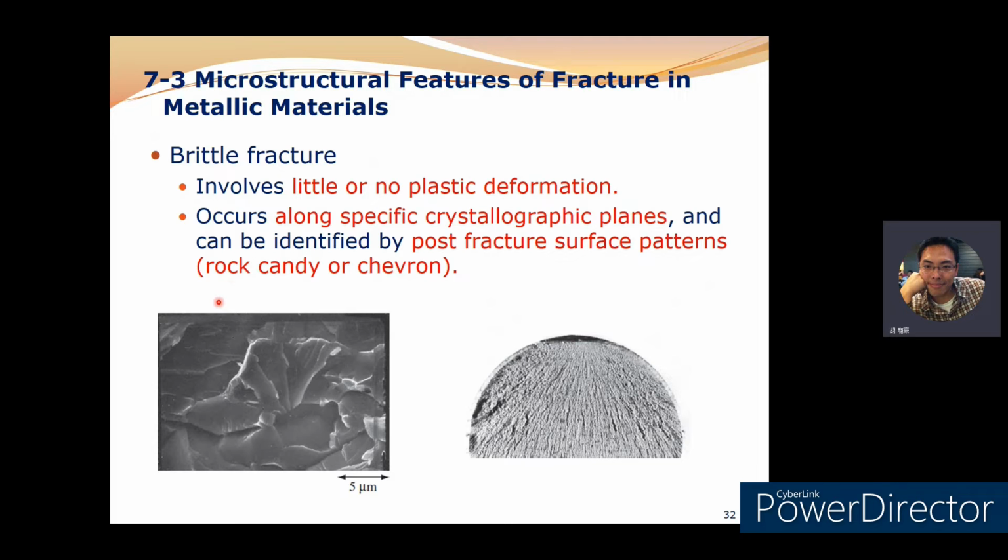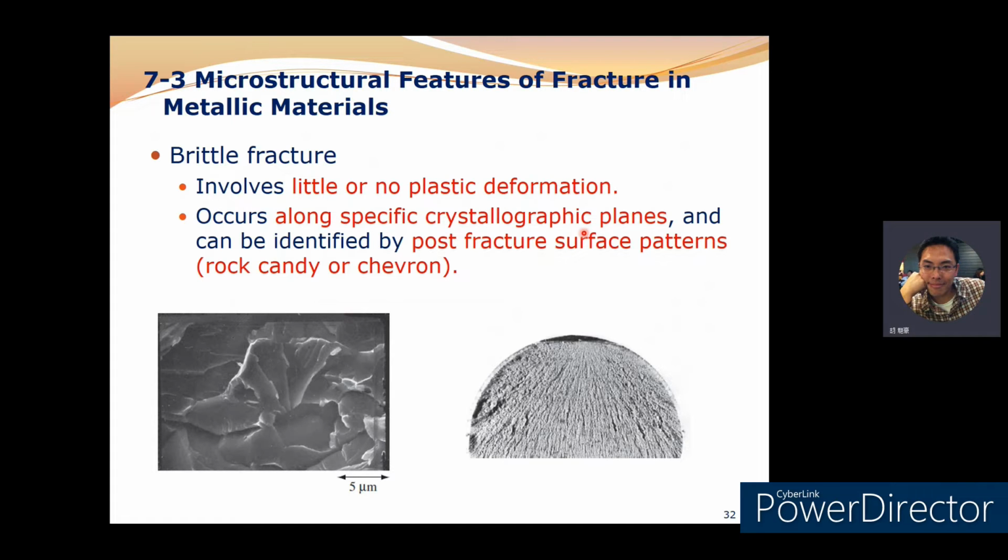Okay, so brittle fracture involves little or no plastic deformation. That means its failure could be a catastrophic disaster. This failure occurs immediately without any warning because there's no plastic deformation. And brittle fracture occurs along a specific crystallographic plane. So what's this plane that we already mentioned in previous chapters? What's this specific crystallographic plane?